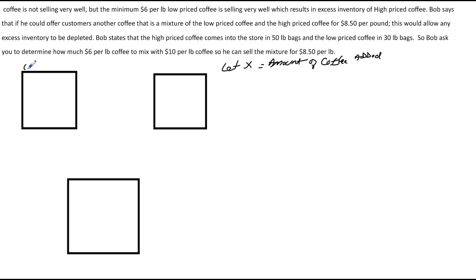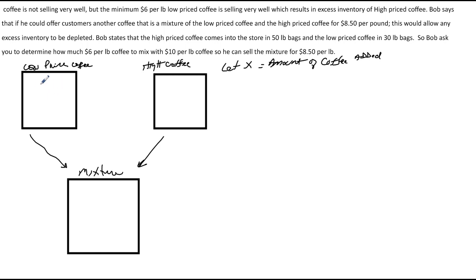So let this be the low price coffee, and this will be the high price coffee. And down here, let this be the mixture. We're going to mix those two. So we'll draw an arrow here and an arrow here. So we're going to mix those two.